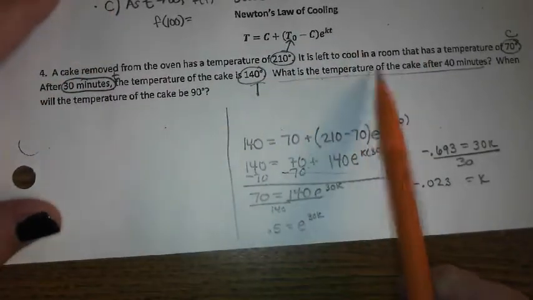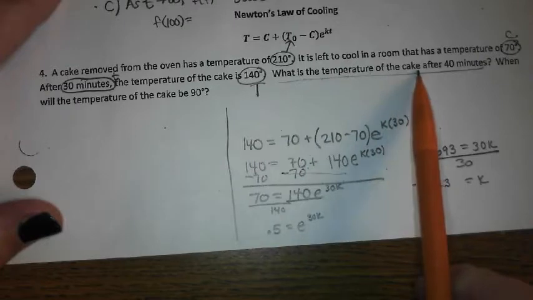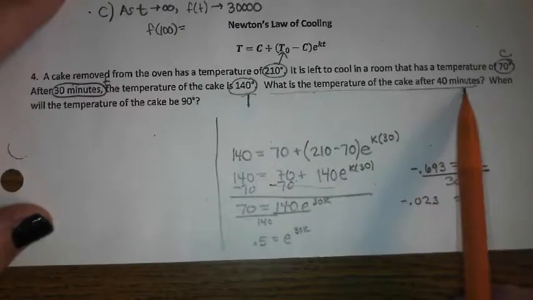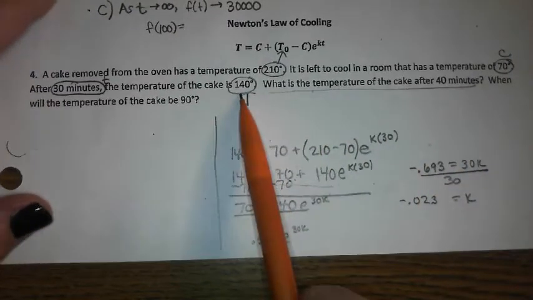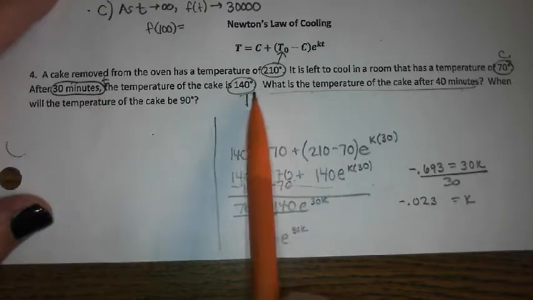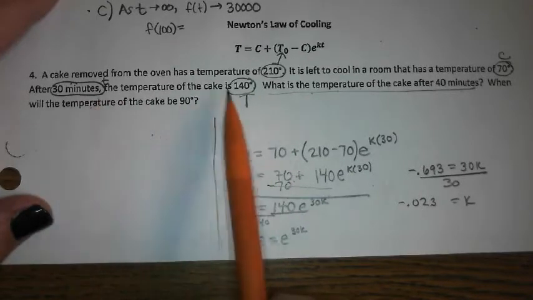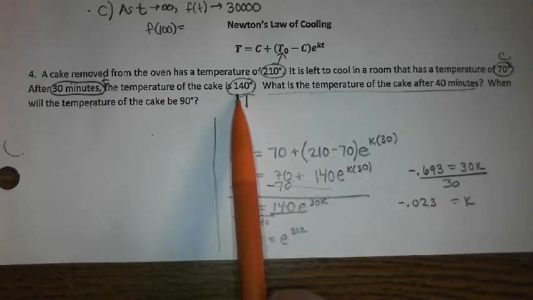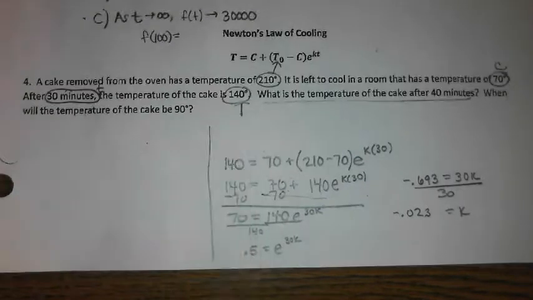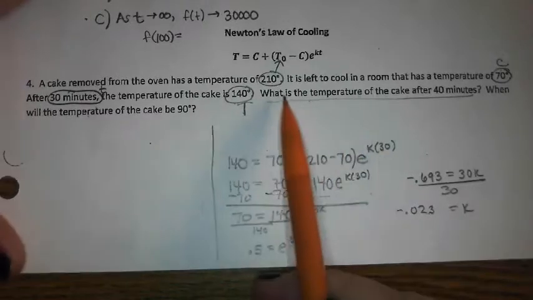What is the temperature of the cake? So what is the final temperature of the cake after 40 minutes? What do you expect it to be? If after 30 minutes it's 140, after 40 minutes you expect it to be higher or lower than that? Lower, because we're cooling off. So always have your finger on the pulse of what is going to be an appropriate answer. In the event that you get something that's way off, you'll know you did something wrong.